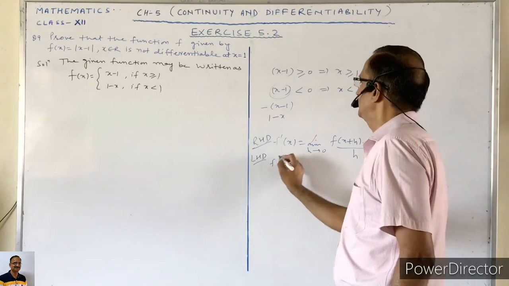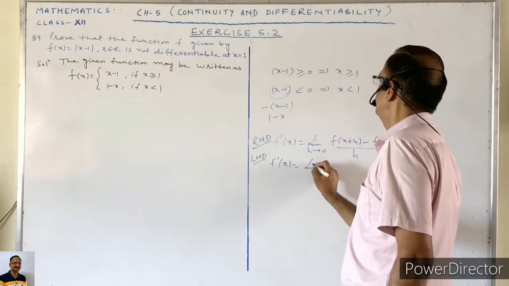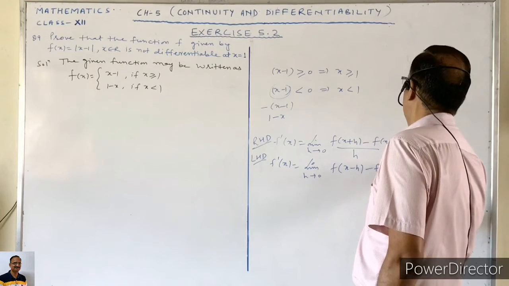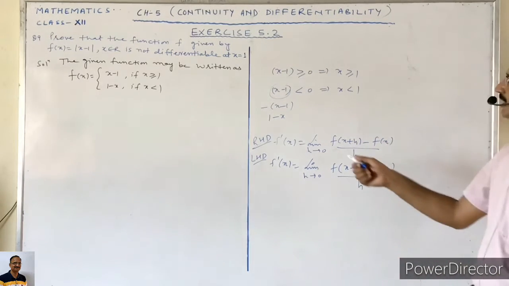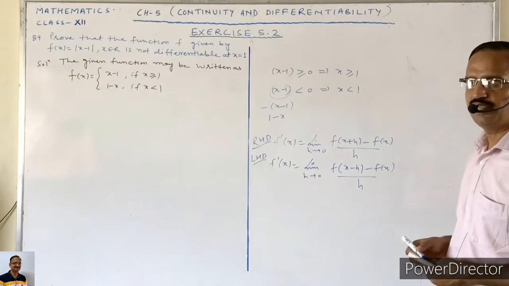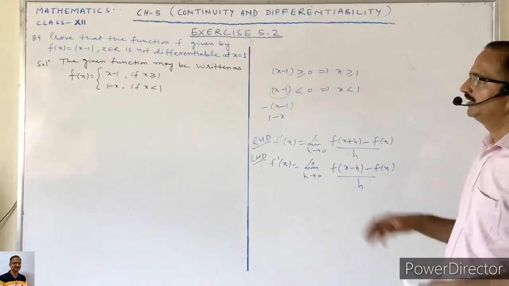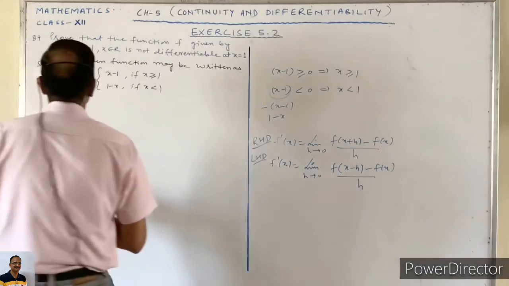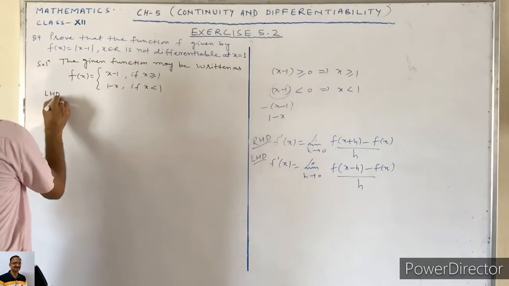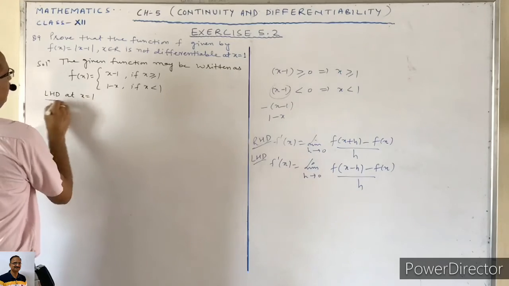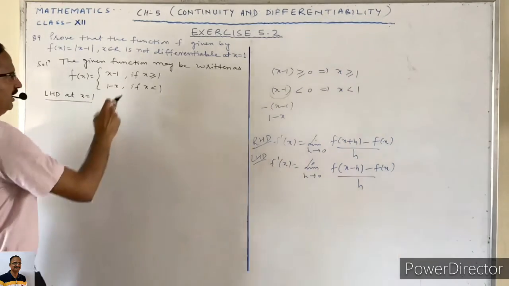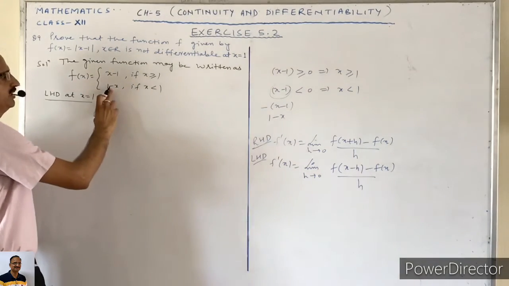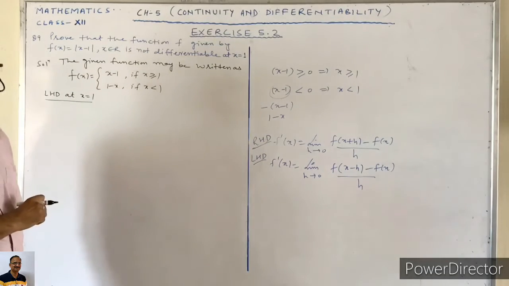So we can say that f dash x equals limit h tends to 0, f(x minus h) minus f(x) by minus h. So when the right hand derivative and the left hand derivative are equal, then only we can say that the function is differentiable at a particular point. So we will find the left hand derivative at x equals 1. It means when x is less than 1, then we will use this function for the left hand derivative.